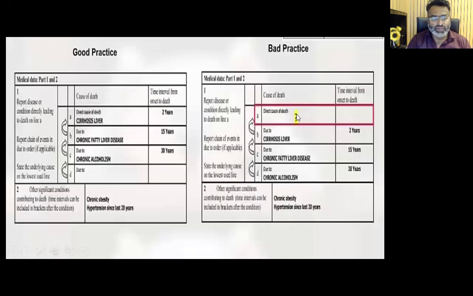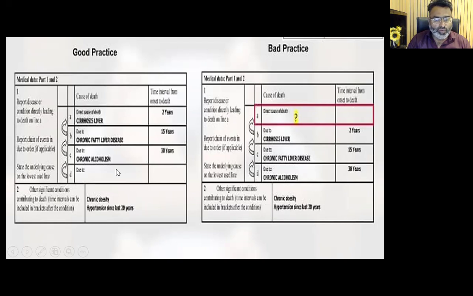Have a look at these two charts. Here, chronic alcoholism leading to chronic fatty liver disease leading to cirrhosis of liver, and cirrhosis of liver was the cause of death. Now on the right hand side, you can see the first line is left vacant. The first line is to be filled at any cost. If you have anything, add second. If you have anything, you add third. The last line can be left vacant. So this should be the sequence.